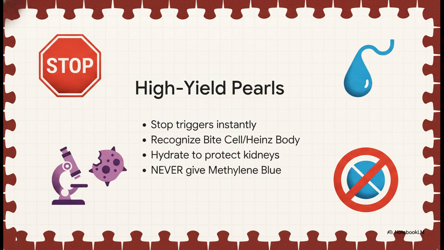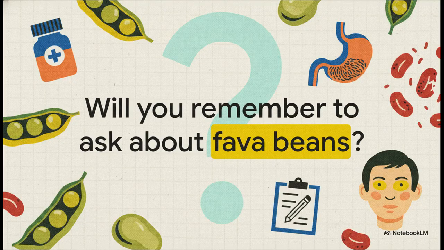And number 4, our biggest rule. If they have methemoglobinemia, never, ever give them methylene blue. I'll leave you with this. G6PD deficiency is usually completely silent, right up until it isn't. Keeping your clinical suspicion high, strictly updating patient allergy lists, and getting a really thorough dietary and medication history is the only way you're going to stay ahead of a crisis.